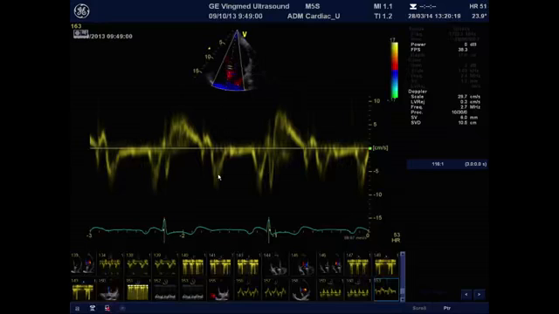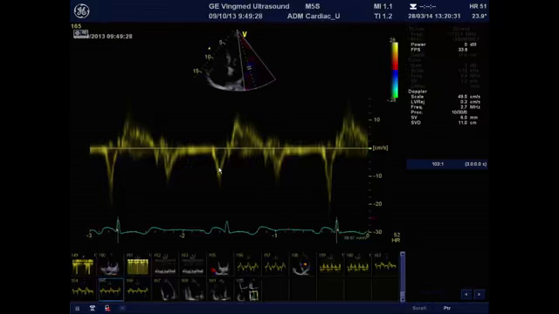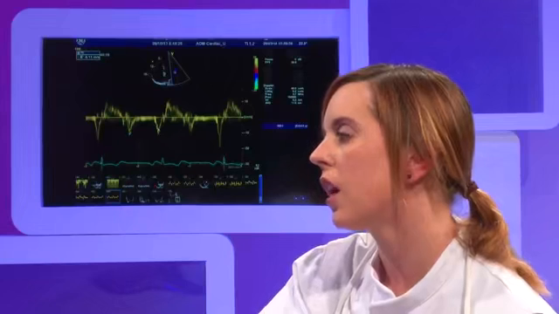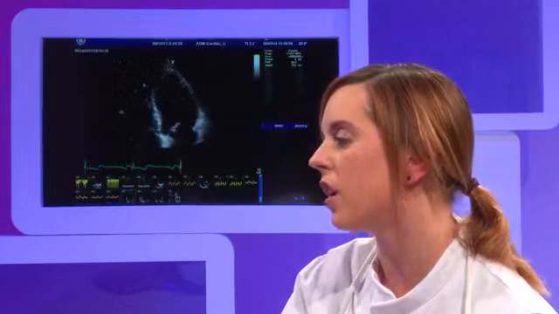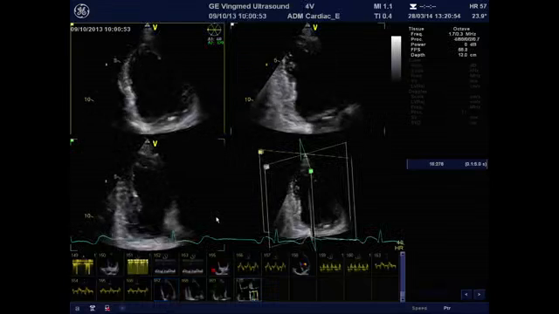You should assess the E and the A wave, and especially the E wave as you're going to measure the E on E prime ratio. So this is the same thing on the lateral mitral annulus. And then finally, you can just evaluate the left ventricular systolic function using Simpson biplane method or three-plane. So this is how you should assess a mechanical prosthesis in aortic position.